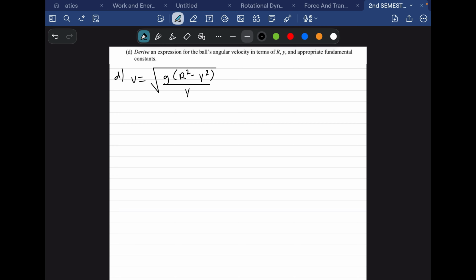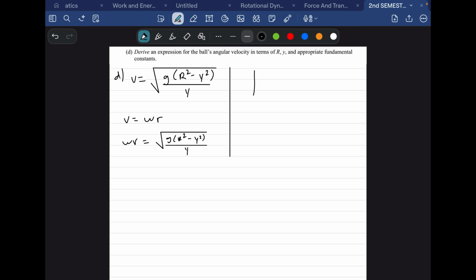So to find the angular velocity, we know that v is equal to omega lowercase r. So we just plug in v into that. So omega lowercase r is equal to radical g times R squared minus y squared over y, right?